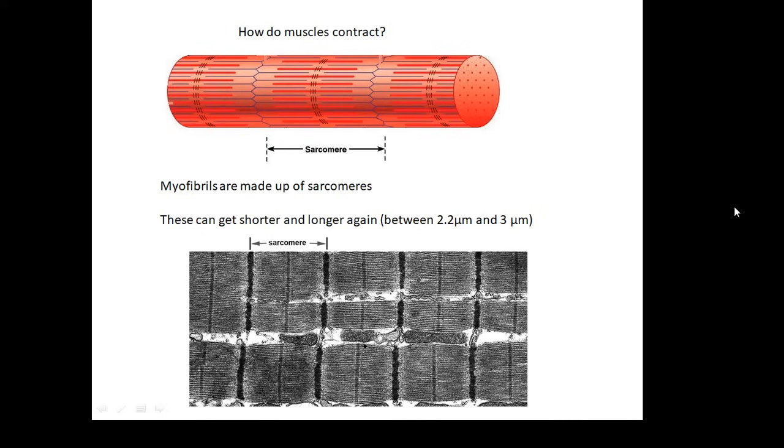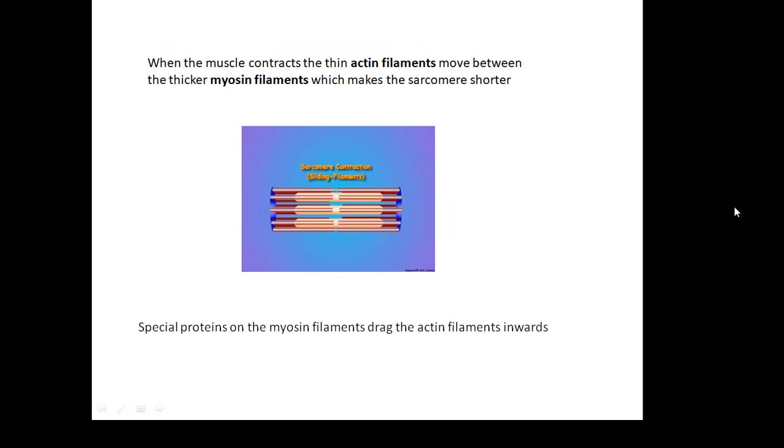Well, myofibrils are made up of sarcomeres, and what happens is the sarcomeres get shorter. They can get shorter and longer again between 2.2 micrometers and 3 micrometers. And how do they do that? When the muscle contracts, the thin actin filaments move between the thicker myosin filaments, and that makes it shorter.